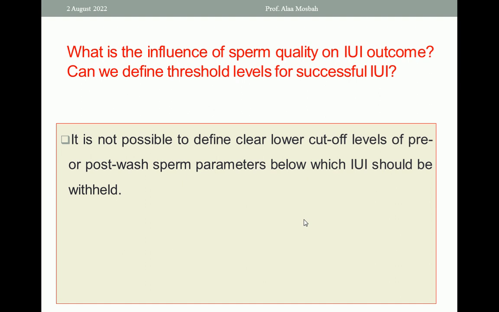What is the influence of sperm quality on an IUI outcome? Another question, can we define threshold levels for successful IUI? It is not possible to define a clear lower cutoff level of pre or post wash sperm parameters below which IUI should be withheld.